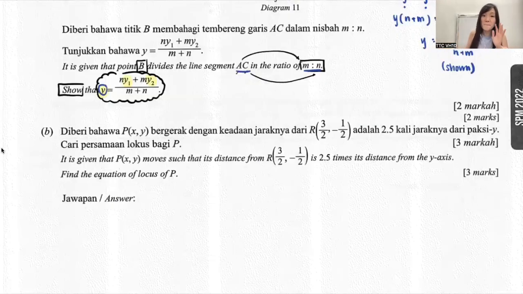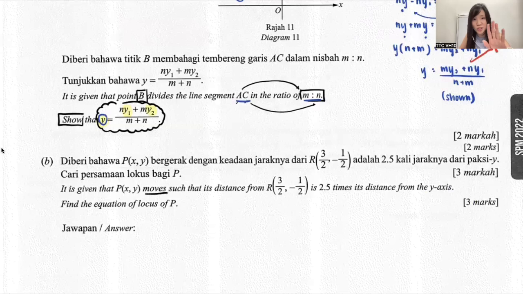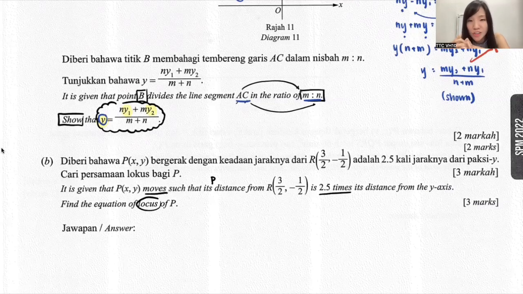5, 4, 3, 2, 1, B, they say. It's given that P moves. Guys, the moment you see the word move, you should know this question is definitely talking about locus. Can you see the word locus? Legit it is locus. So they say it's given that P moves such that its distance from R. A lot of students do it wrongly because they think too much. They will start to talk about P's distance from R is 2.5 times its distance from the y-axis, then start to think about this one and that one. My dear, you don't try to think. Not every single time, but the majority of students will be wrong. So I highly recommend you directly write.